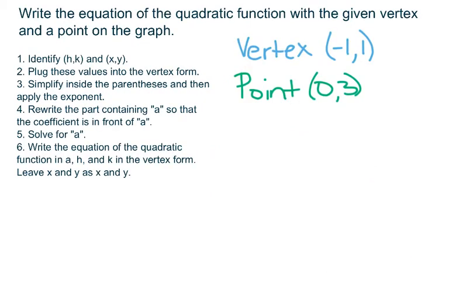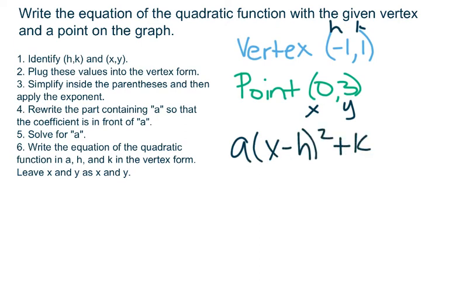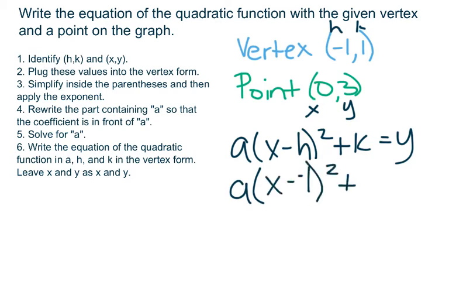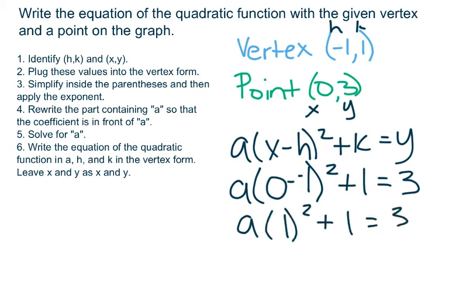Okay, we're going to do the same thing with this one. So here's my h, my k, my x, and my y. I'm going to write the vertex form down, and then I'm going to start plugging in appropriately. So a(x minus a negative 1) squared plus 1 equals, let me go ahead and replace x and y with their values. Okay, so I'm going to go ahead and do the stuff in the parentheses. 0 minus a negative 1 is a positive 1. 1 squared is 1.